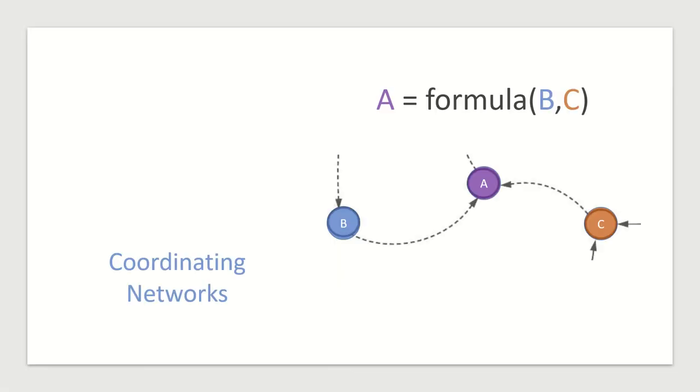More examples of stocks and flows where they're coordinating networks. And the important thing here is that all the links tell you what you're allowed to use inside the thing that the links are going to. So inside A, I can use a formula that uses B and C because those are the ones wired up to it.